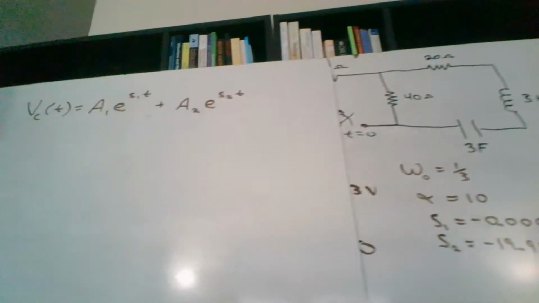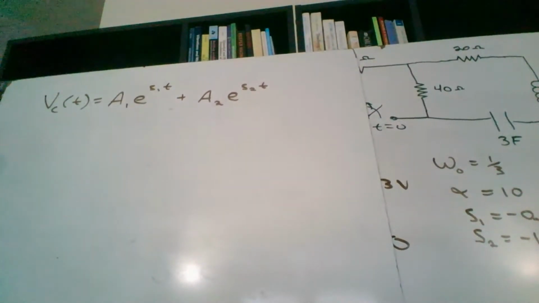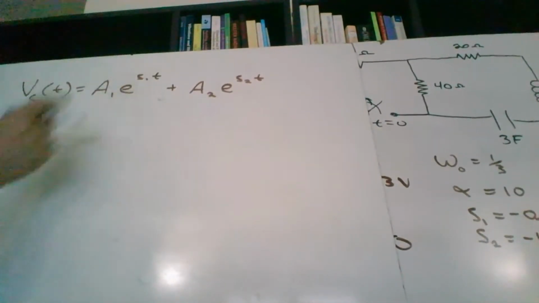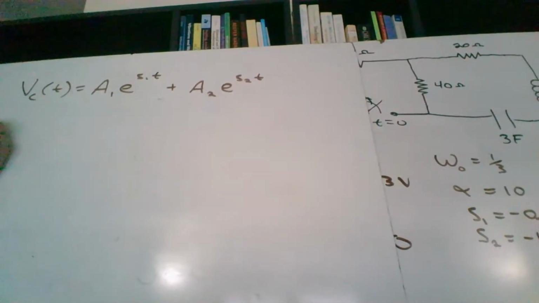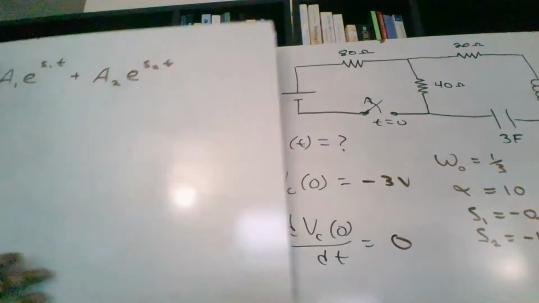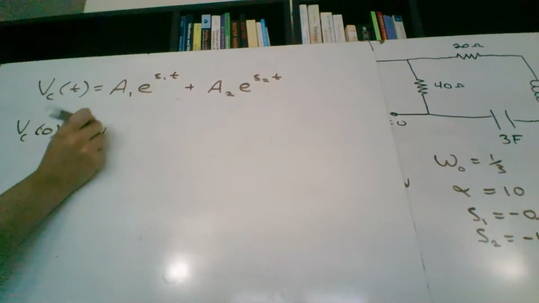All right, let's keep going. We're on good terms right here. Now let's put in our boundary conditions, everything we know except for A1 and A2. So for our first boundary condition, it's the function at time equals 0. That was our initial boundary. And we said that at time equals 0, it's equal to negative 3 volts.